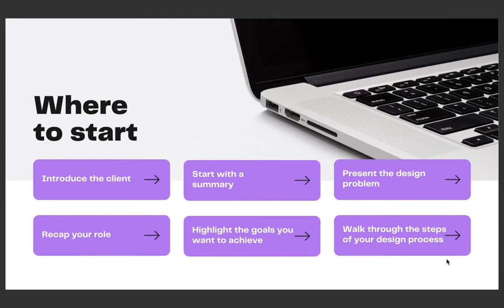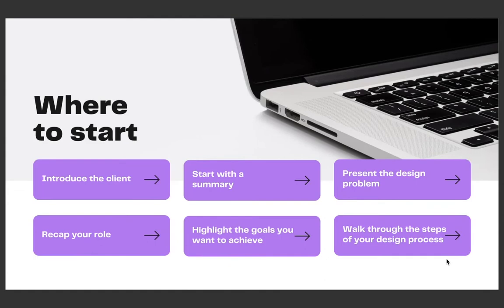Present the design problem. Recap your role. Don't forget that. What was your specific role in that project? What exactly did you do? I know sometimes, some of us probably handled the entire project. Just write it there as well.